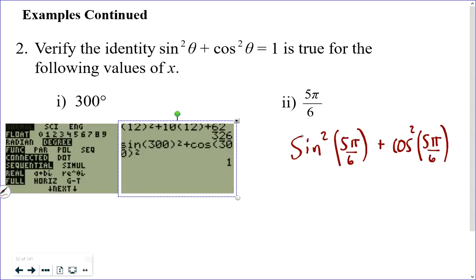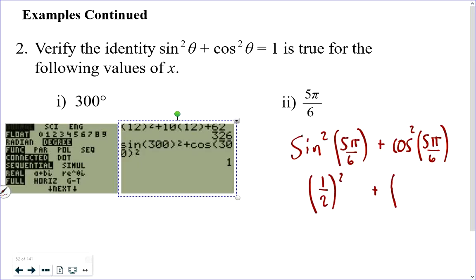Well, what is sine of 5 pi over 6? I hope you're visualizing the unit circle and you're saying 5 pi over 6 is in this location, and I'm after the y coordinate, which is 1/2. So this is 1/2 squared.